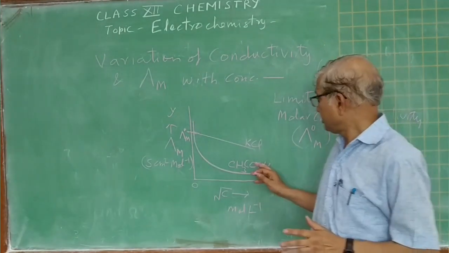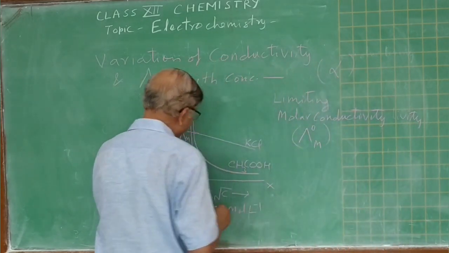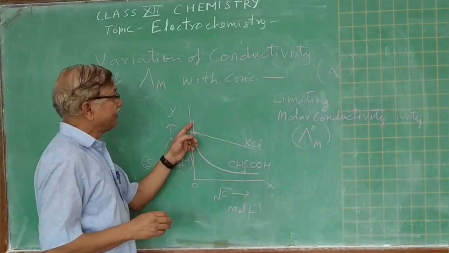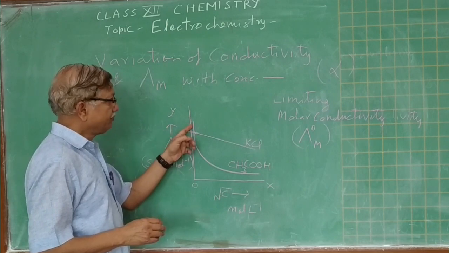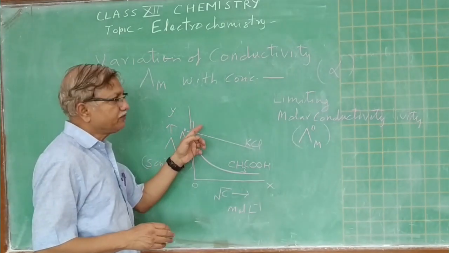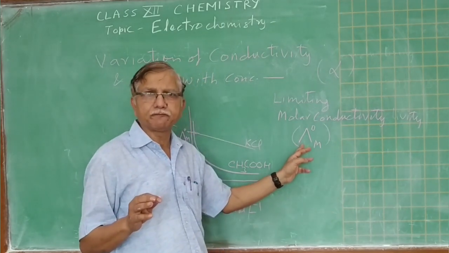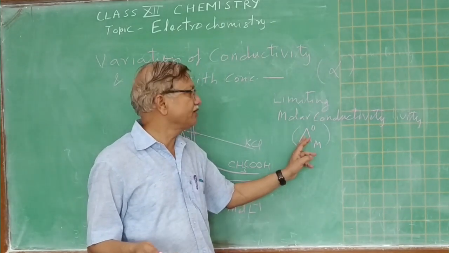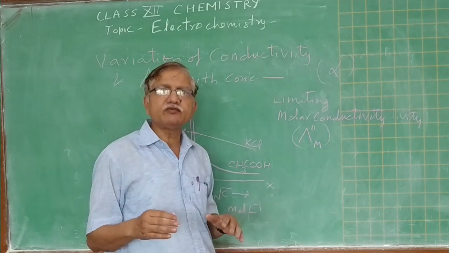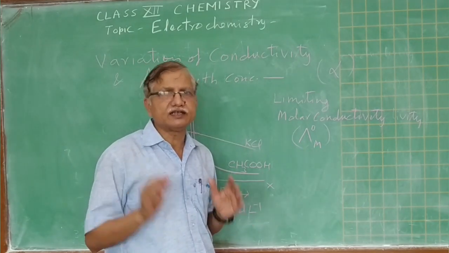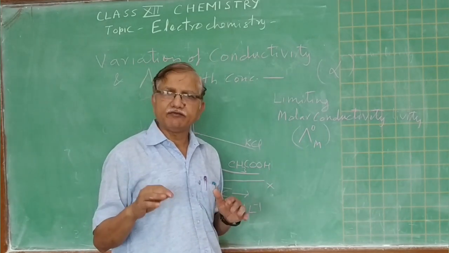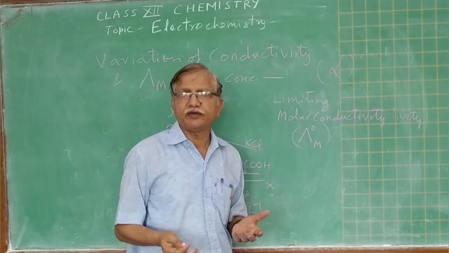As you know, this graph of the weak electrolyte cannot touch the y-axis even on extrapolation. So it means we cannot obtain the limiting molar conductivity of a weak electrolyte this way. How can we obtain it? We can obtain it by Kohlrausch's law. I will explain Kohlrausch's law in the next topic.